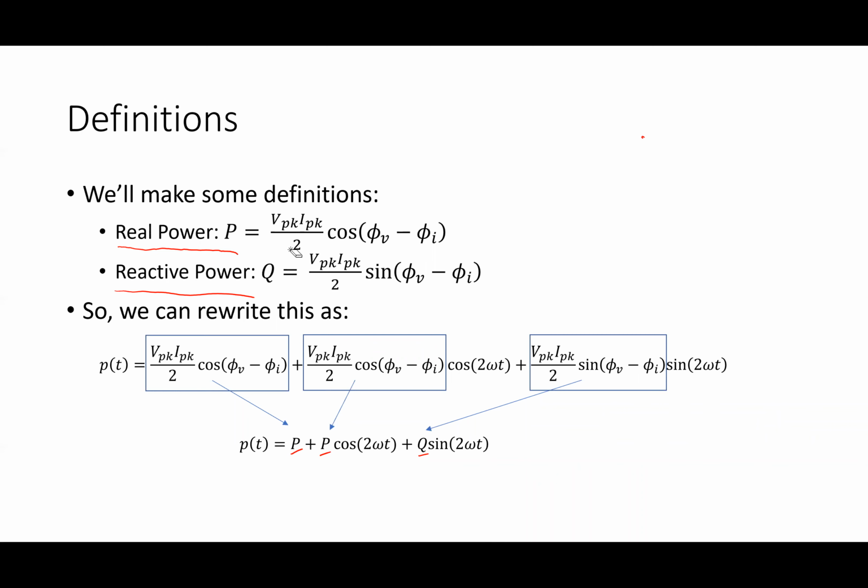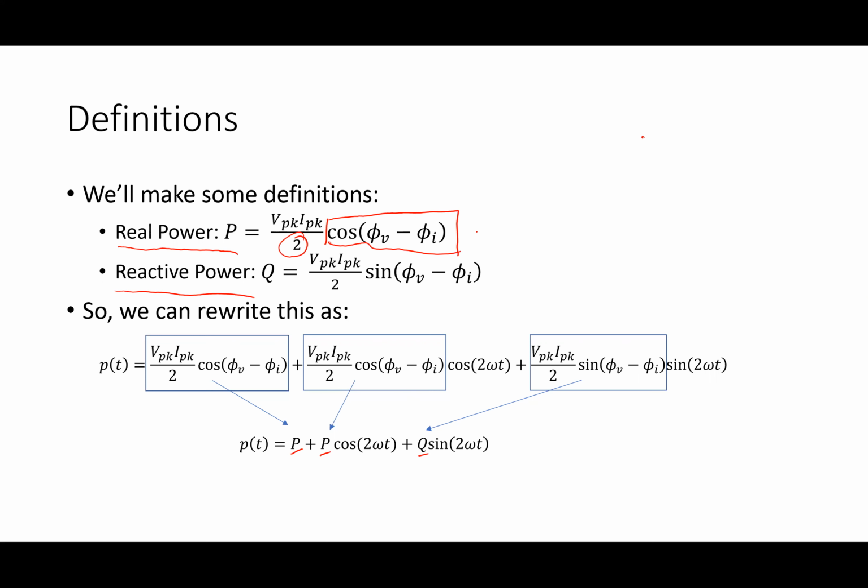If I look at this expression, this is not like my DC case, because I have V peak, I peak, over 2, and I also have this cosine term right here. We're going to talk more about this. This has a name, cosine of phi V minus phi I. If my load was a resistor, what would phi V minus phi I be?